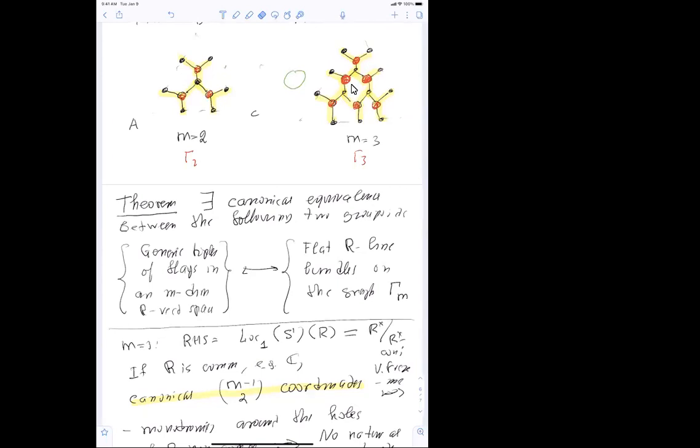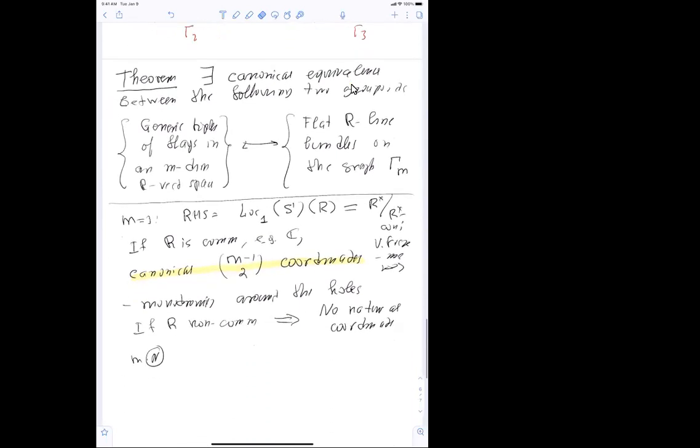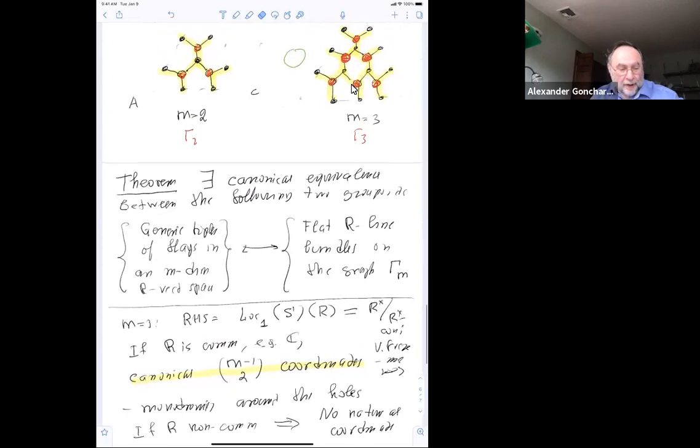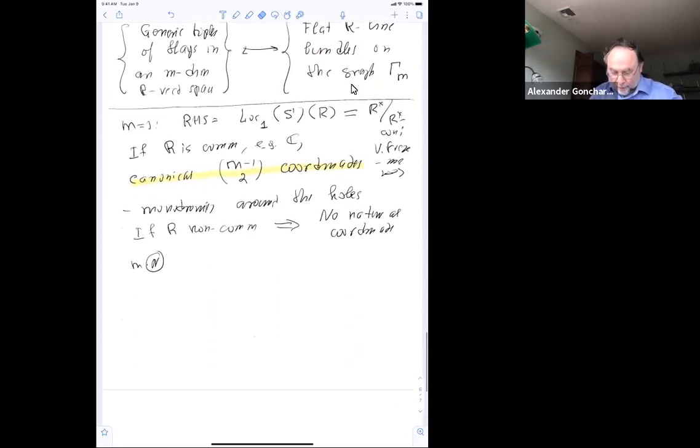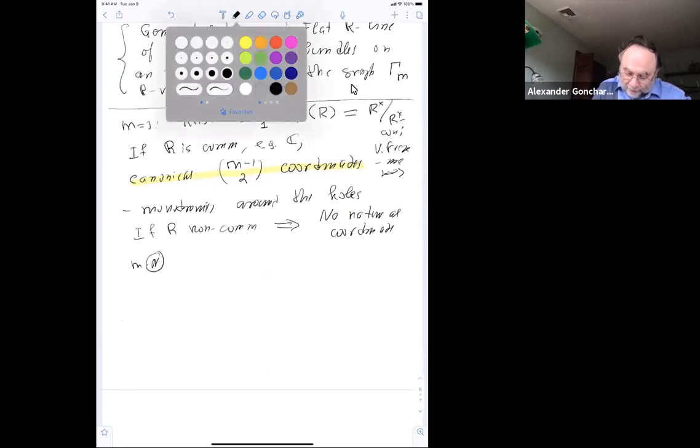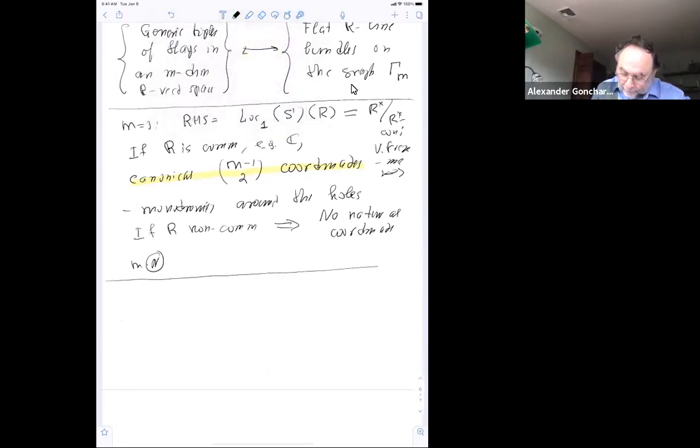Okay. All right. So that's the claim. Now I want to prove the claim. So the proof actually is very elementary. And so I will give a complete proof.